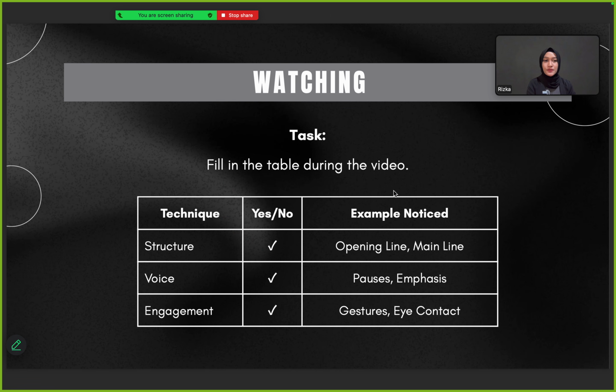After watching the video, here is the text. Fill in the table during the video. There are technique, structure, voice, and engagement. For example, notice whether there are an opening line and a main line in the video, yes or no. For the voice, there are pauses and emphasis, yes or no. And for engagement, gesture and eye contact. Do you remember and notice that? So you can fill in the table, yes or no.